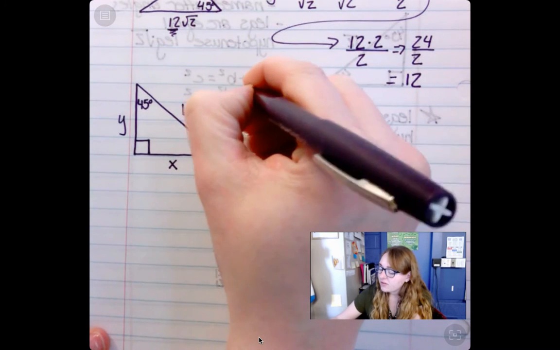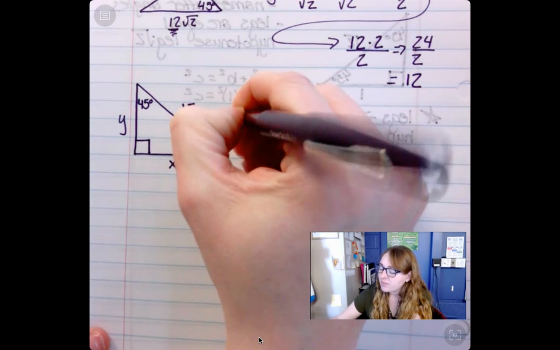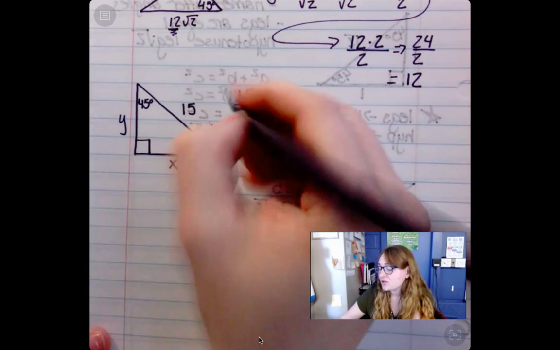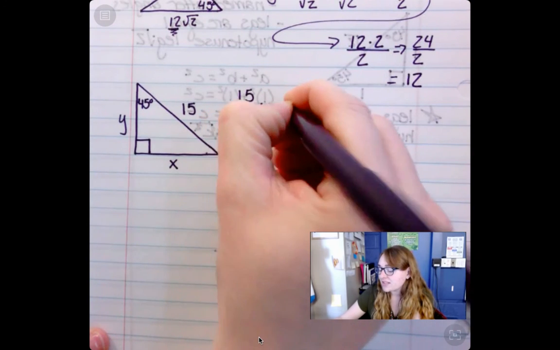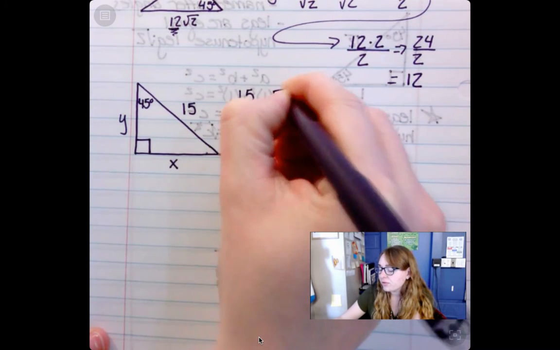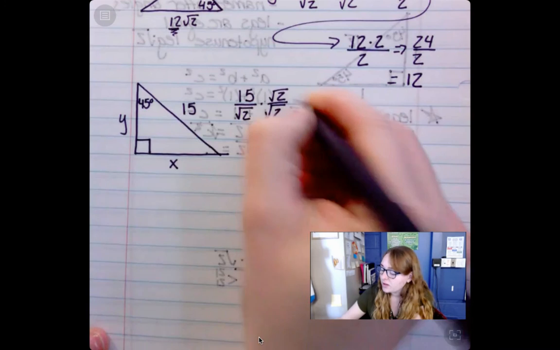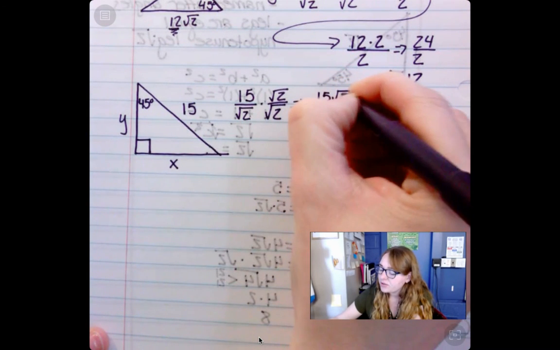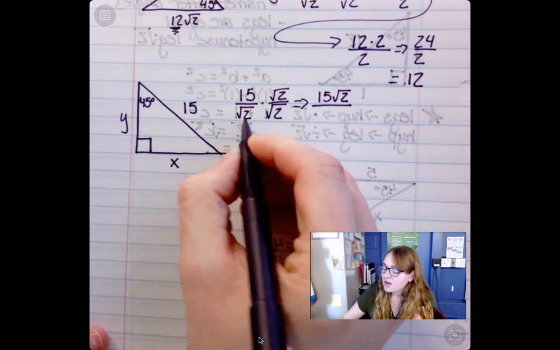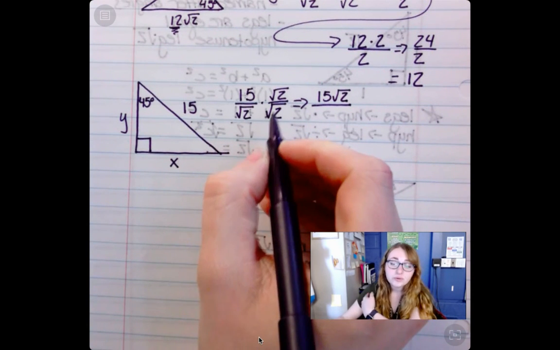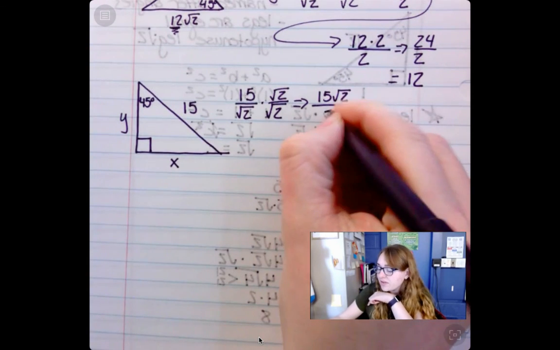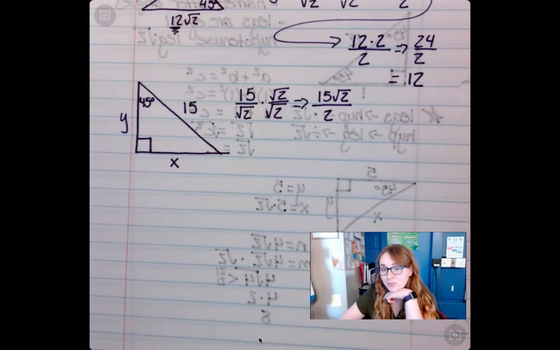So we take 15 and we divide it by root 2, and we run into that same issue where we cannot have a radical in the denominator. So we are going to have to multiply by our fancy 1, root 2 over root 2. Okay, 15 times root 2 is simply 15 root 2. And again, root 2 times root 2, or root 2 squared, that squared cancels out the square root, just leaving us with that 2.